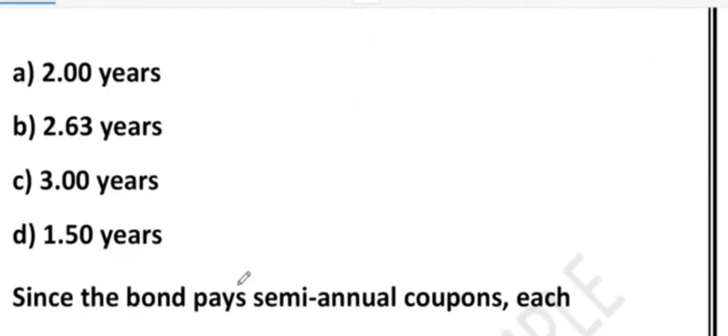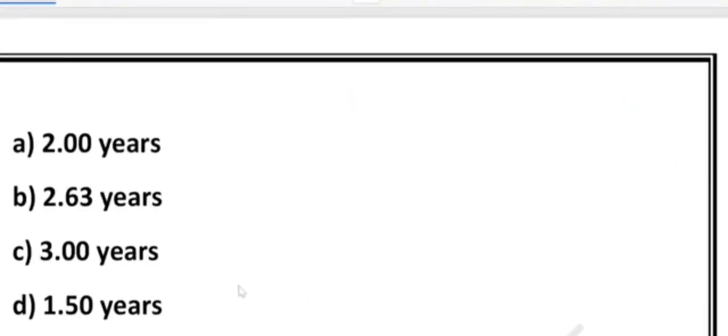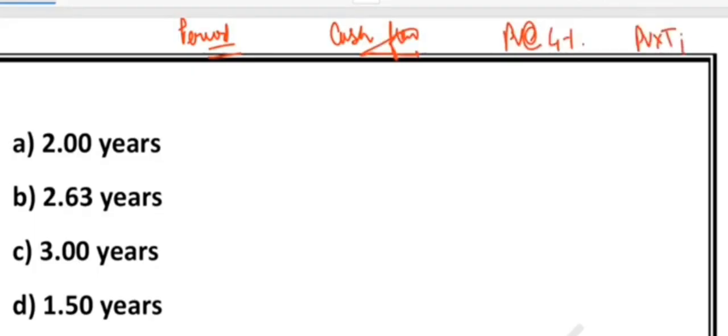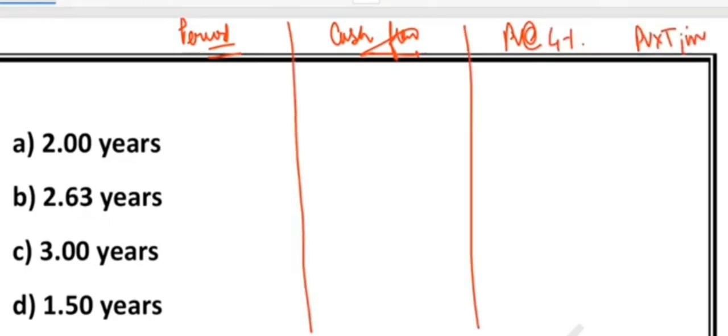Now have a look at the cash flow. So for cash flow, what will we do? We will create a table. This tabular method is the most preferred one for computing macaulay duration. So first we will write period, then the cash flow, then PV at the rate 4%, and then PV multiplied by time. Okay, so basically these are the columns that we have: period, cash flow, and PV, meaning present value at the rate 4%.